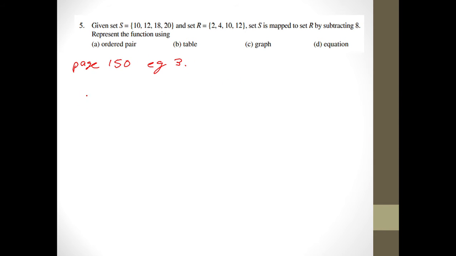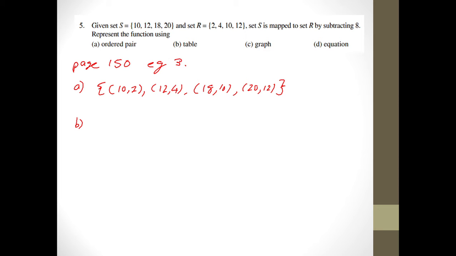For question A, to write in ordered pairs, the answer for the first one: the object 10 will map to 2. So you write (10, 2), and then (12, 4), and then (18, 10), and followed by the last one, (20, 12).